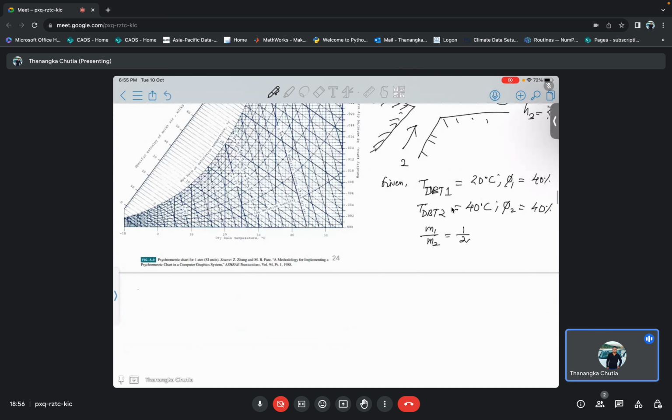Okay, this one is given. So first of all we can write the mass balance. The mass balance will be nothing but m1 plus m2 equal to m3. This is equation number 1. Also we can write m1 w1 plus m2 w2 equal to m3 w3, because the dry air amount will not be changing. Okay, this is equation number 2. Now again the energy balance.